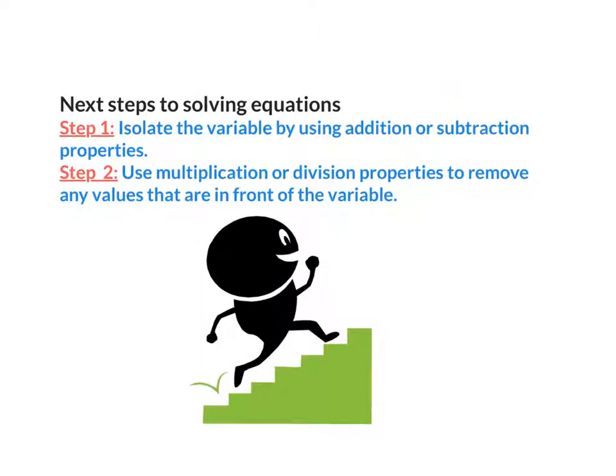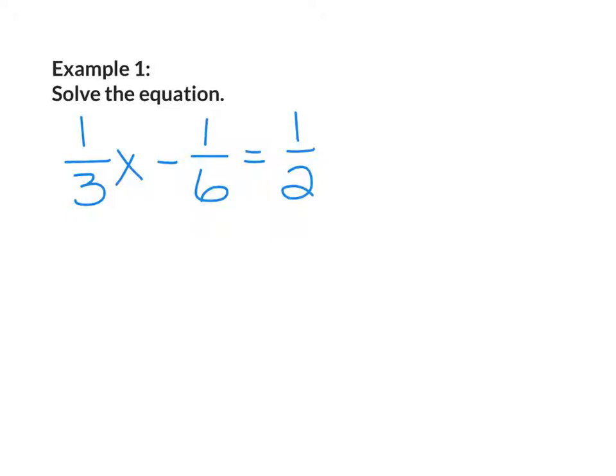Next steps to solving equations. Step 1. Isolate the variable by using addition or subtraction properties. Step 2. Use multiplication or division properties to remove any values that are in front of the variable. Example number 1. Solve the equation: 1/3x minus 1/6 equals 1/2.